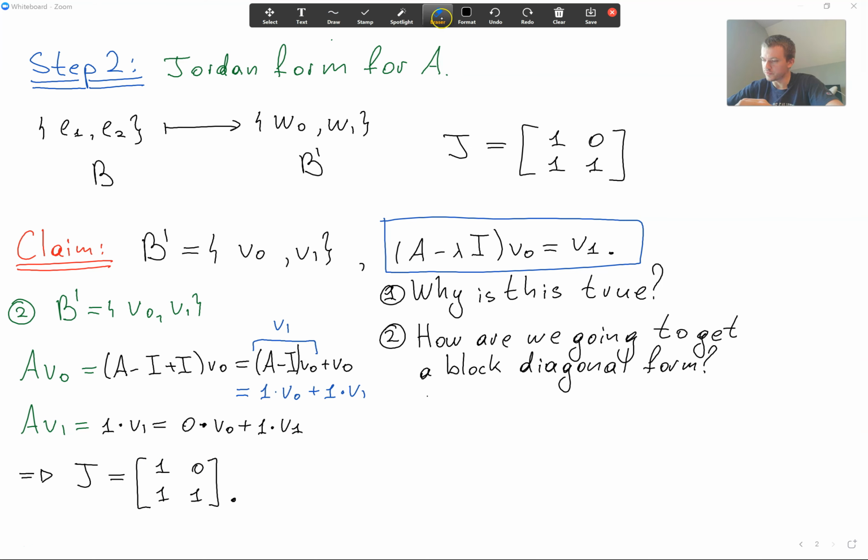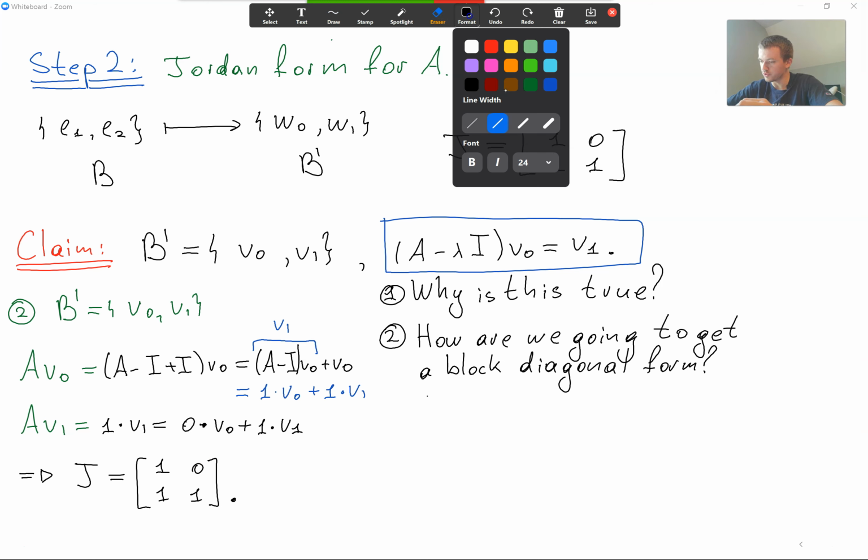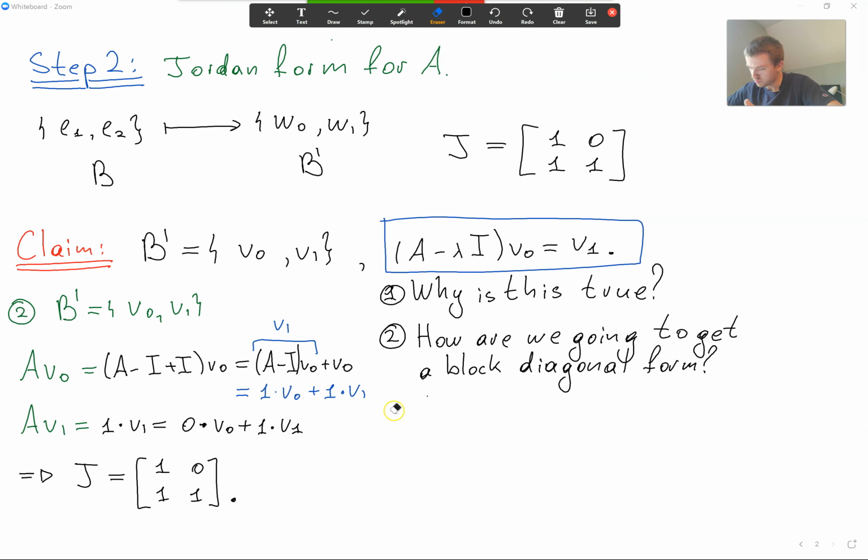So let's answer the first question. And for the first question we need to argue why this v0 exists. But here it is just enough to look at the following form. We know that our kernel of matrix A minus I is going to be one-dimensional, and it's actually spanned by vector v1. So in this expression, you can see that it just tells us that v1 belongs to the image of A minus lambda I.